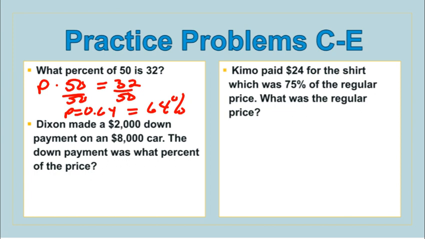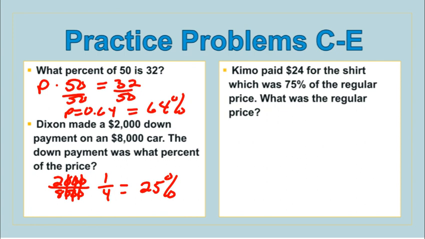Next one, Dixon made a $2,000 down payment on an $8,000 car. The down payment was what percent of the price? So they paid 2,000 of the 8,000. These zeros cancel out. 2 divided by 8, so I could divide it by 2. So that's 1 over 4. So 1/4 would be 25%.